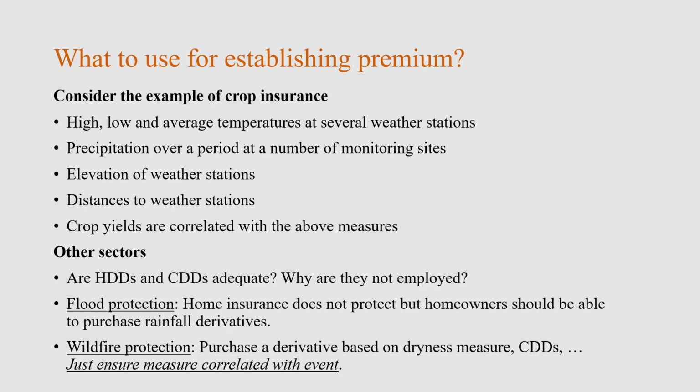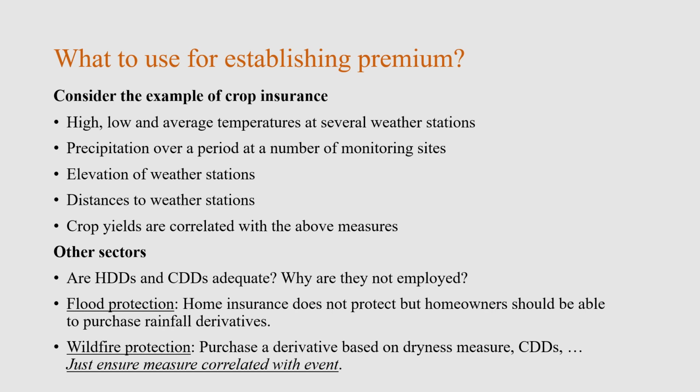So what is used for establishing a premium? Consider the example of crop insurance. High, low, and average temperatures at several weather stations can be used. Precipitation over a period at a number of monitoring sites. The elevation of weather stations, distances to weather stations, and crop yields are correlated with the above measures.